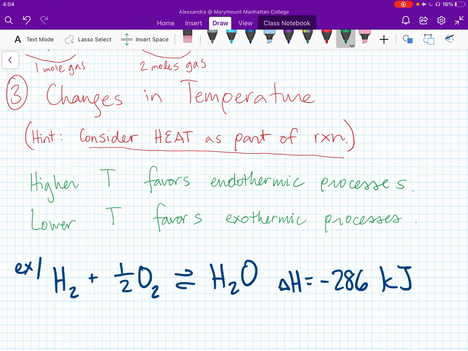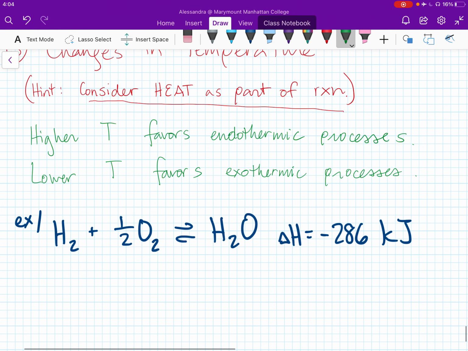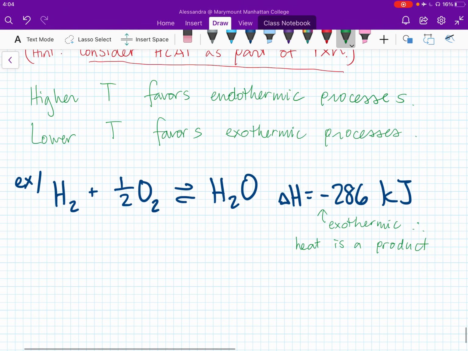Let's take a classic combustion example. Let's take the combustion of hydrogen. Okay, the combustion of hydrogen gas makes water. H2 plus 1/2 of an O2 molecule makes water. And we get a delta H for this of negative 286 kilojoules per mole of water. So this is an exothermic reaction. And in any exothermic reaction, heat is essentially a product because heat is released by the reaction. So heat is essentially a product.